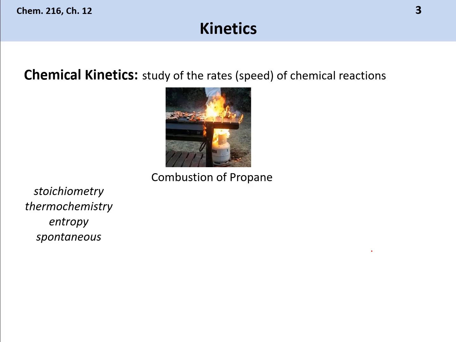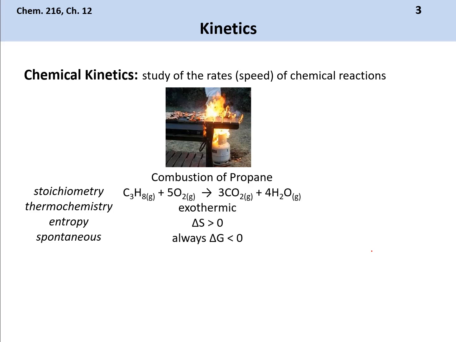If we had combustion of propane in 215, we learned that propane, which is C3H8, has this combustion reaction here. We know it's exothermic. That means delta H is negative. There's a lot more disorder afterwards, so delta S is positive. And so I could do the math, and that would always give me a delta G of less than 0. That means it is spontaneous.